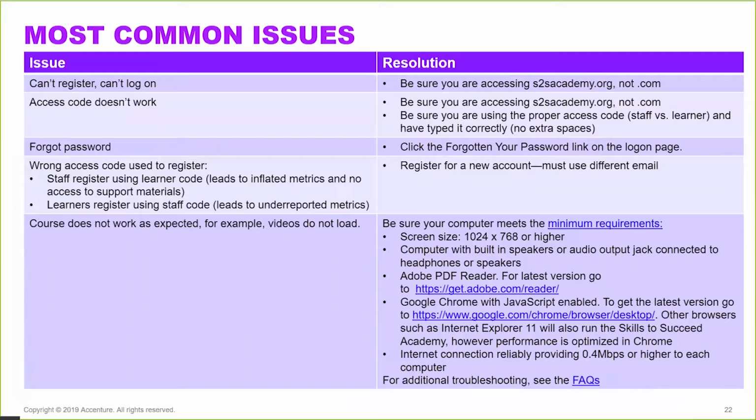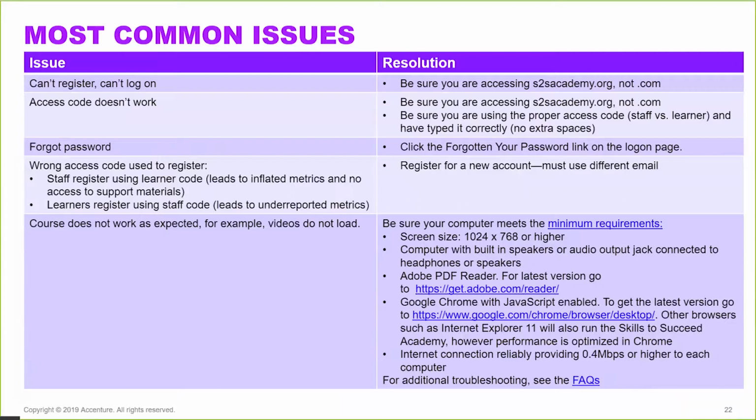Sometimes people use the wrong access code to register, so a staff member might register as a learner, then they don't have access to the staff materials and resources, or a learner may register using the staff code, and that's going to lead to underreported metrics. If that's the case, what needs to happen is to register for a new account. We're not able to switch the account type on the back end.